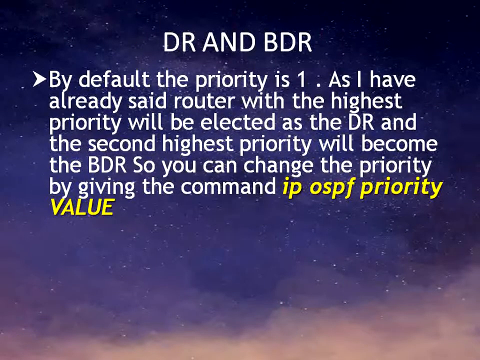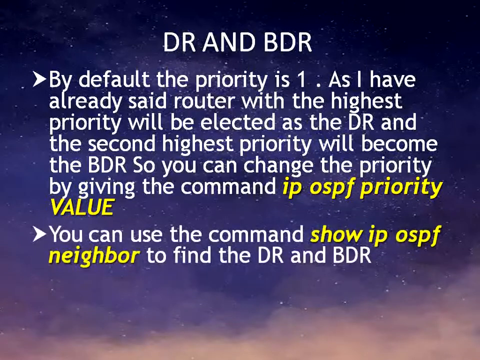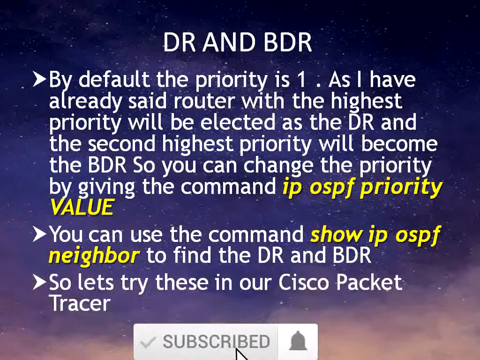So now let's see some commands. By default the priority is 1. As I've already said, the router with the highest priority will be elected as the DR and the second highest priority will become the BDR. So you can change the priority by giving the command ip ospf priority and the value. You can use the command show ip ospf neighbor to find the DR and BDR. So let's try these in our Cisco Packet Tracer.